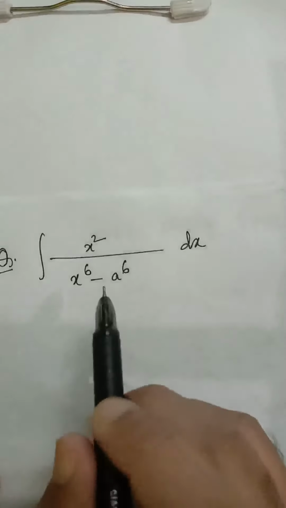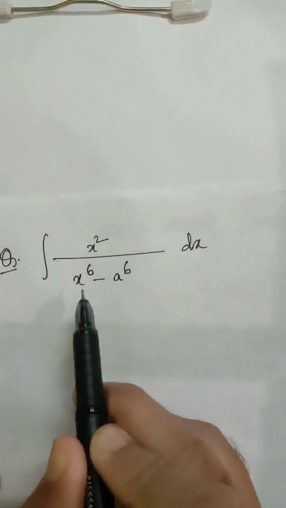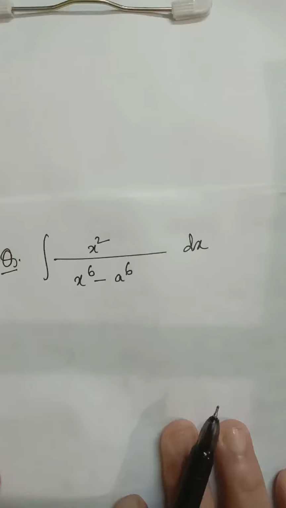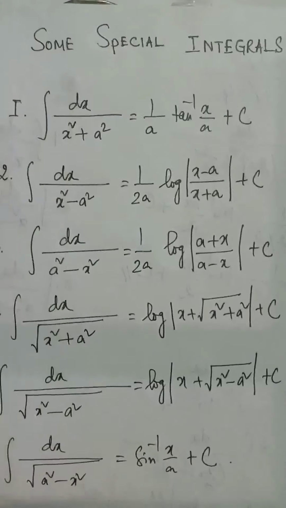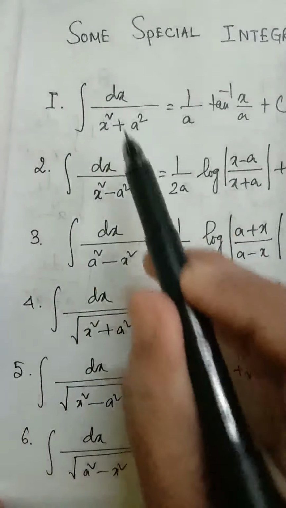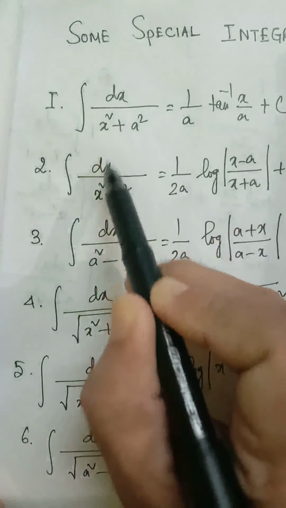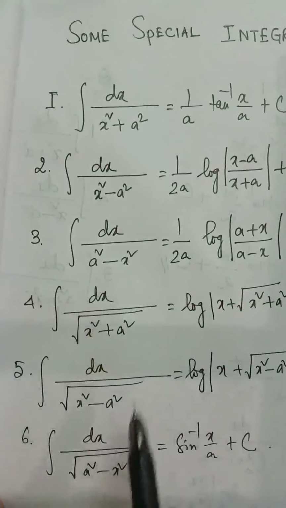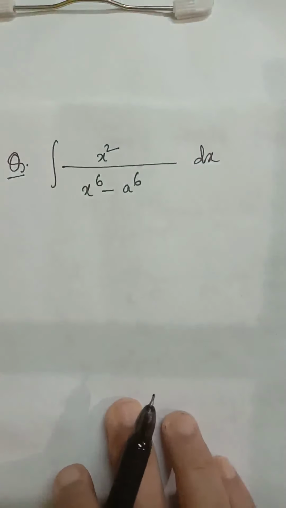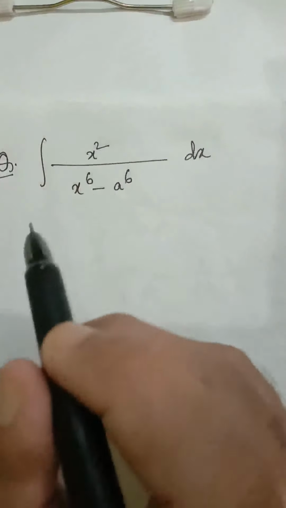Next, we have to integrate x square divided by x to the power 6 minus a to the power 6. Now you can see the standard integrals. In each of these formulas, 1 by x square plus a square, 1 by x square minus a square, etc., the numerator is 1. So here you can see in the numerator there is x square. So first of all we have to remove x square. Now how to remove x square? For that we have to substitute.